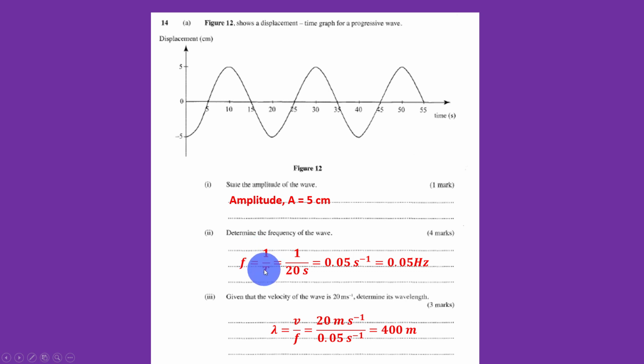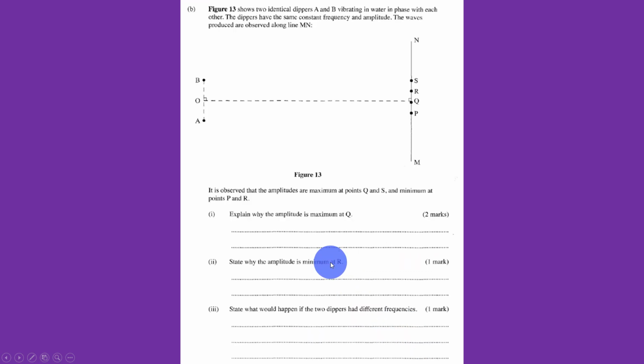Our frequency is 1 over period, which is 1 over 20, which is 0.05 per second, or 0.05 hertz. Given that the velocity of the wave is 20 meters per second, determine its wavelength. Of course, the wave equation, which says that wavelength is equal to V over F, is what I used to get the wavelength of 400 meters.